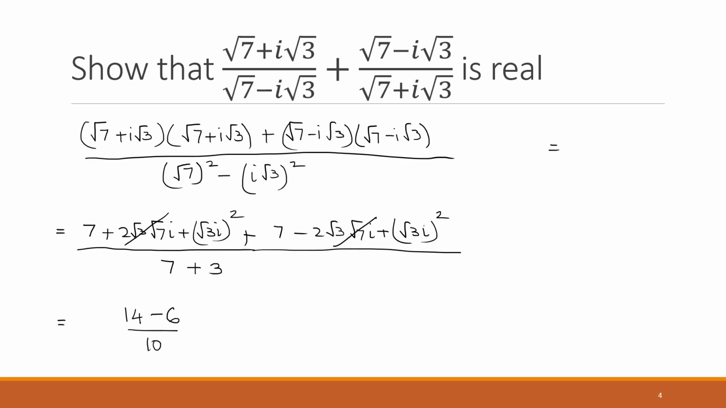It is coming out to be 8/10, which belongs to the real numbers. Therefore the given expression is real. You can say 4/5 also. The answer is coming 4/5, which is a real number. So I can say that the given expression is a real number. Very simple sum. You only have to cross multiply and apply basic operations. You will get the answer. Understood?